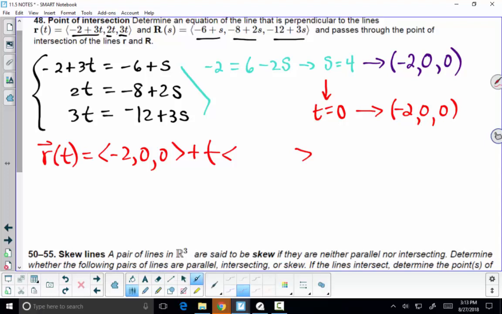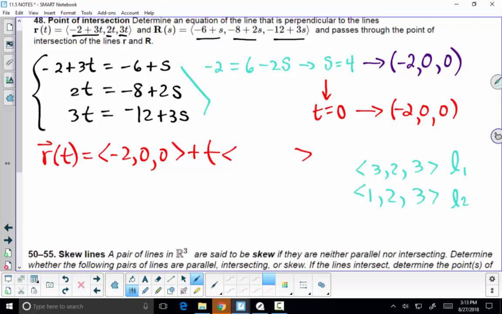So let's come over to the side and do that. The direction of line 1 is 3, 2, 3. The direction of line 2 is 1, 2, 3. Those are the coefficients of t. The direction vector is always the coefficients of t. So when we have a line, r sub 0 plus tv, the coefficients of t form that direction vector.